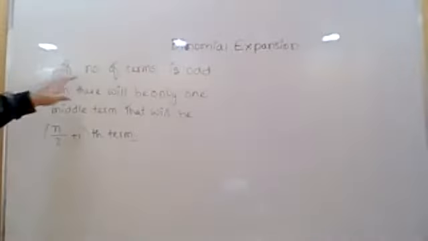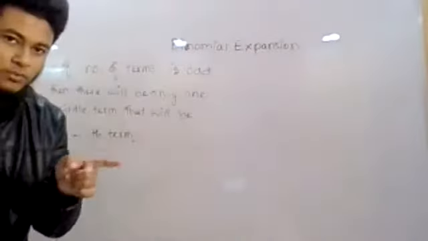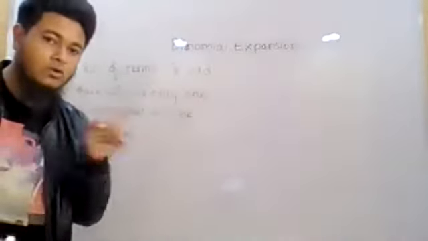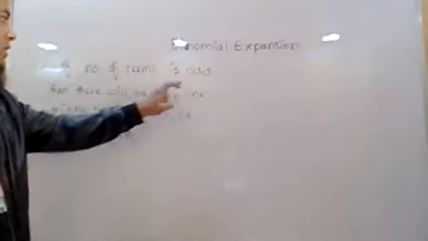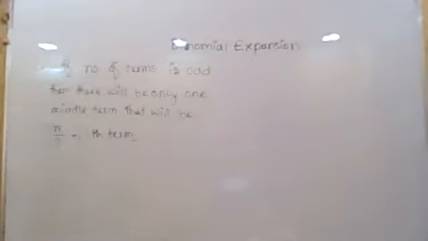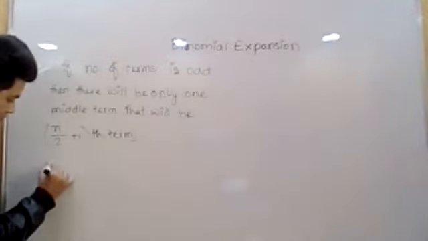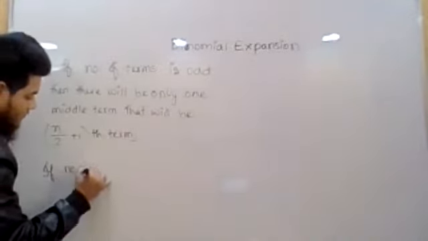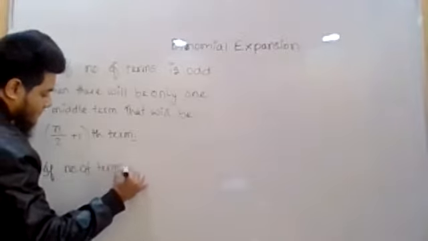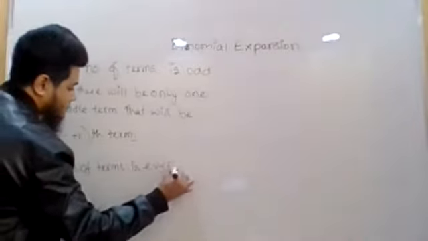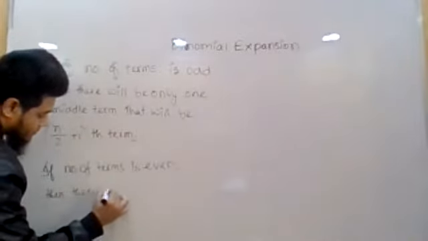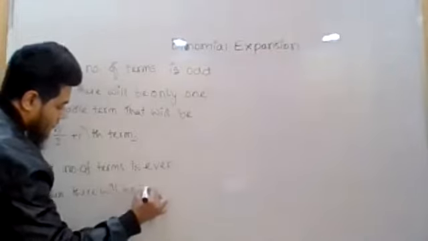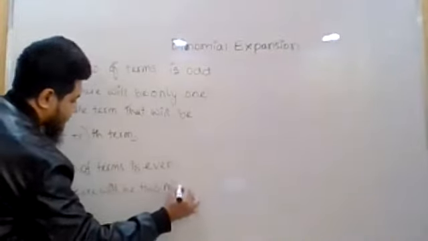So if the number of terms is odd, remember, not power. We are not talking about whether the power is odd or even. We are talking about the number of terms. If the number of terms is odd, we know there will be only one middle term. But if the number of terms is even, then there will be two middle terms.